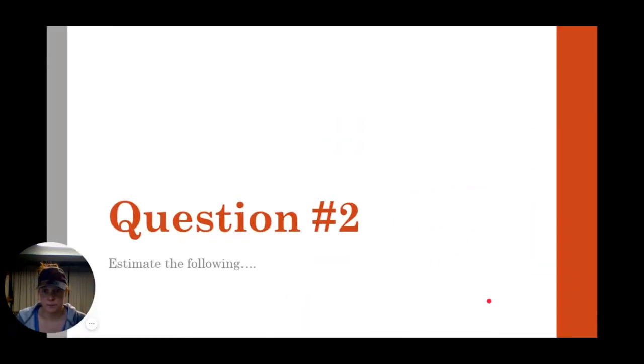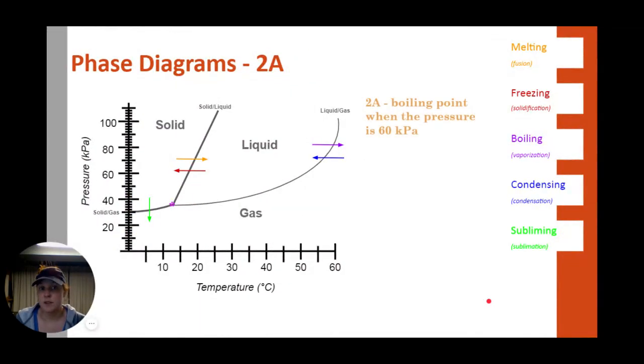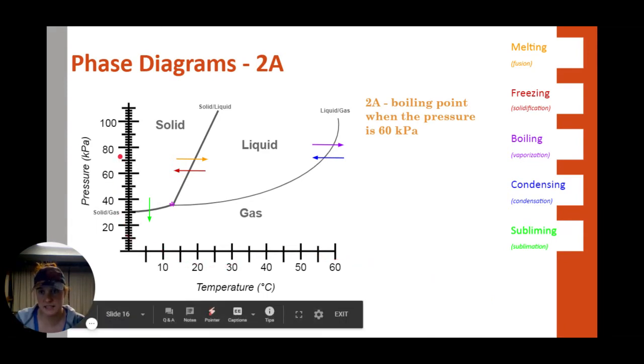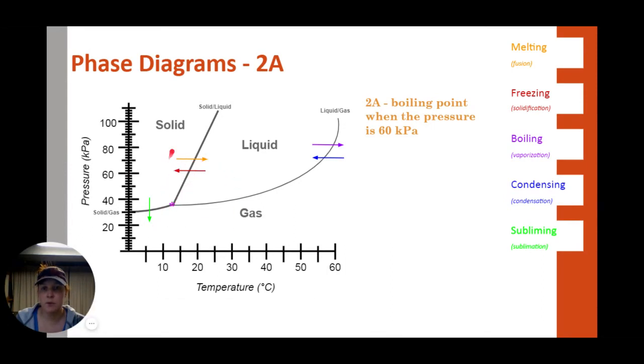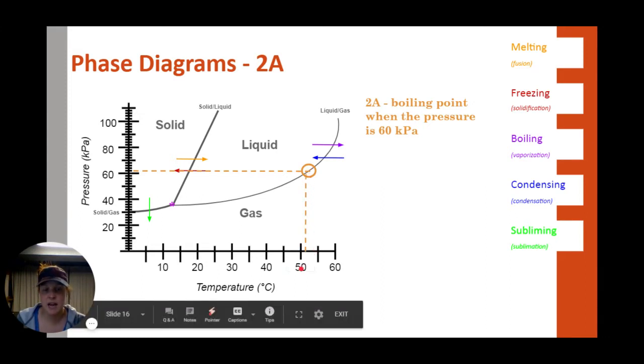Let's look at question number 2. Estimate the following. So you are going to estimate the boiling point when the pressure is 60 kilopascals. All you're going to do is find 60 kilopascals, and you need to determine which one of these 3 lines is boiling. If we're going from solid to liquid, that's melting, but liquid to gas is boiling. So we want to be somewhere on this line. And so at 60 kilopascals, go ahead and carry that over. It's about right there. Drop down to the x-axis, and we have about 51 degrees Celsius.